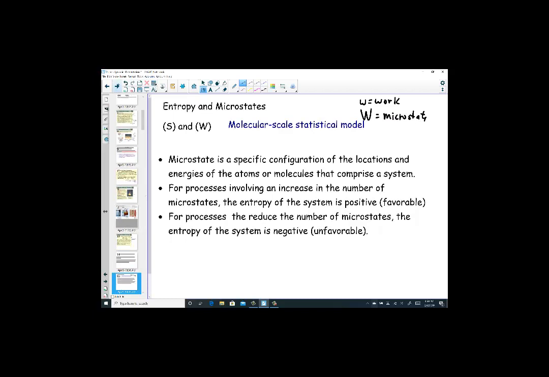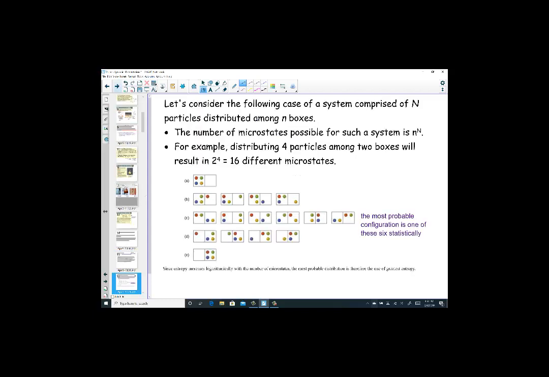So let's introduce the term microstate. At the molecular level, it helps us to mathematically calculate entropy. The molecular scale statistical model of entropy involves a microstate. Let's define that term. A microstate is a specific configuration of the locations and energies of the atoms or molecules that comprise the system. For a process involving an increase in the number of microstates, entropy is going to be positive, which is very favorable. However, if you reduce the number of microstates, it's becoming more organized, therefore the entropy is negative and it's unfavorable. The number of microstates is the number of possible ways you can distribute or disperse energy in the system. Let's keep talking about that.